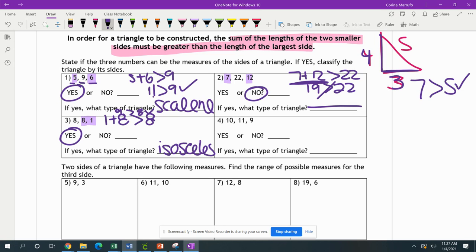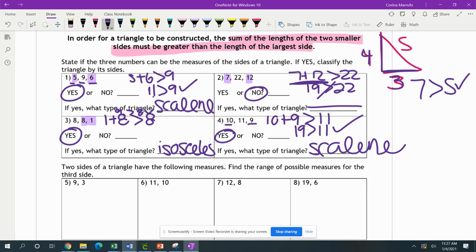And the last one, we're going to take the two smaller legs, so 10 and 9, so 10 plus 9. Is this greater than 11? Well, 10 plus 9 is 19. Yes, this is greater than 11. So then this means that it is a triangle, and specifically, since all the sides are different, it is a scalene triangle.